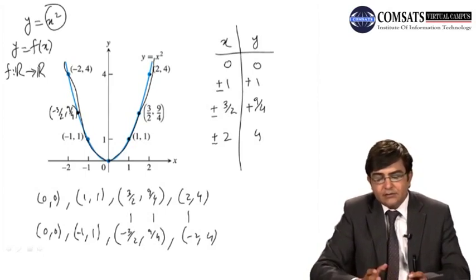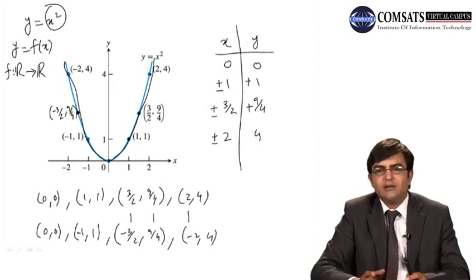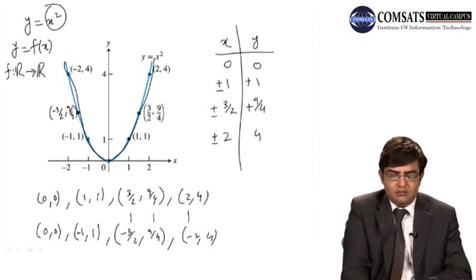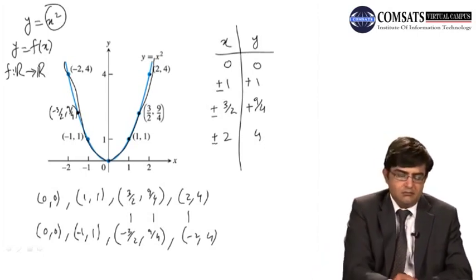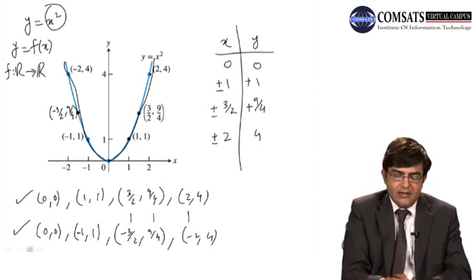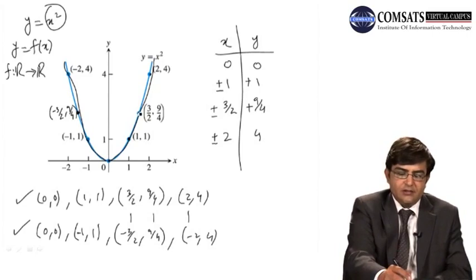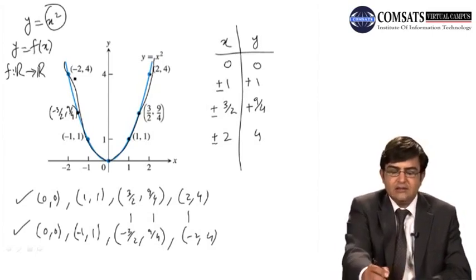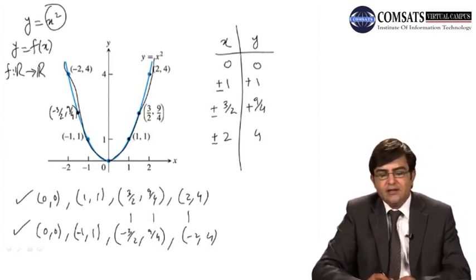I repeat here, to plot any function which is defined on the real line, just take some arbitrary positive values of x and negative values of x. Then find the values of y. You will obtain the points like this. Then just mark these points on the Cartesian plane, and then join these points. You will obtain the graph of the function.